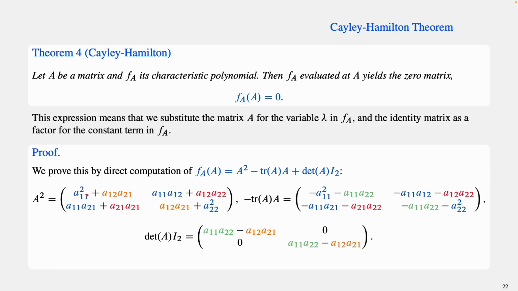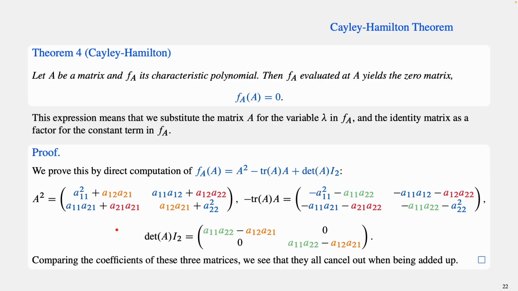So the A11 squared here cancels with the A11 squared here. The A12 A21 here cancels with the A12 A21 here. And the minus A11 A22 here cancels with the A11 A22 here, and we're left with 0. Similarly, you can check for all the other coefficients that this holds, so they all cancel out. And therefore we see that indeed this expression gives you the zero matrix. And this is the statement of the Cayley-Hamilton Theorem.